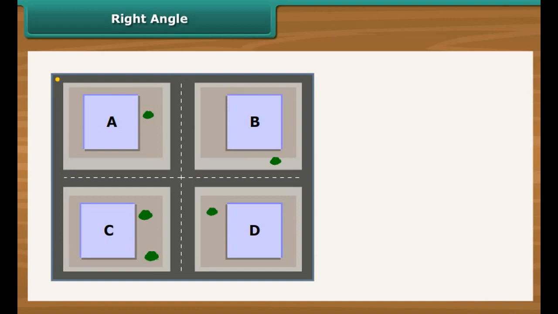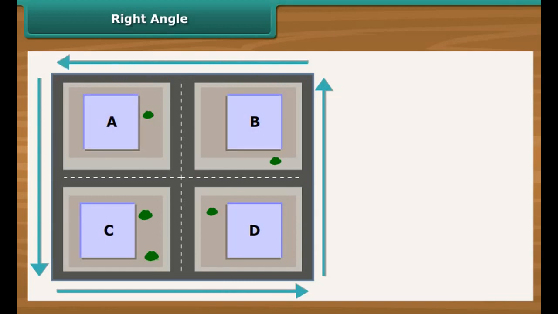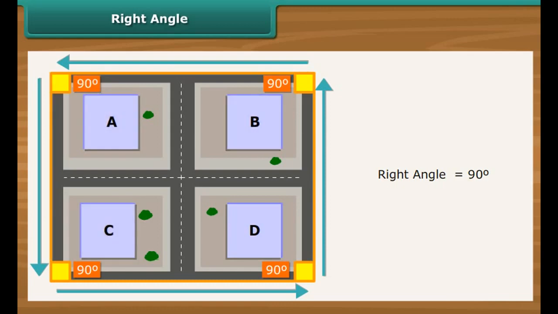Right angle. Let us look at the first route that Rajiv takes for jogging. He jogs from pocket A to pocket C, turns left, jogs to pocket D, turns left again, jogs to pocket B, turns left once more and jogs back to pocket A. Every time Rajiv turns left, he makes a right angle of 90 degrees. Thus, in one full round, he makes 4 right angles.